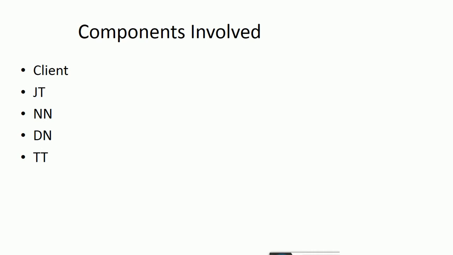We have seen that the components involved in Mapreduce processing are job tracker and task tracker. We know, right? Job tracker and task tracker. And because our data is stored in data nodes, the data nodes are also a part of Mapreduce because data will be fetched from data nodes. And how that data will be fetched is all managed by the name node. Name node manages how the data is getting stored in the data nodes.